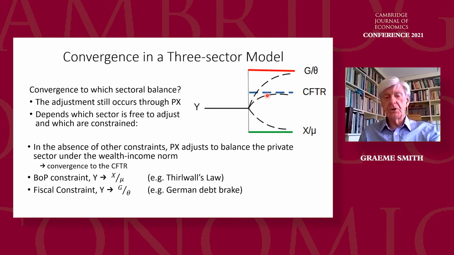That's this trajectory here. But if an economy has a balance of payments constraint, say like described under Thirlwall's law, then income will adjust in order to bring the external balance into adjustment, and we'll get convergence to the trade ratio. So this trajectory here. Equally, if there's a fiscal constraint, as in the German debt brake, then the PX will adjust to balance the public sector, and we will converge to the fiscal stance, as in this trajectory up here.